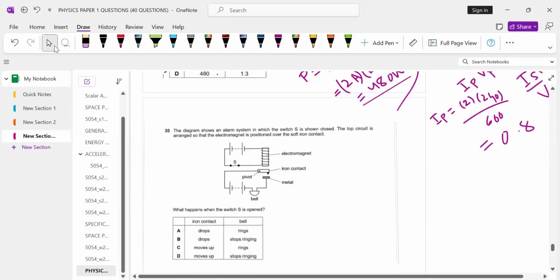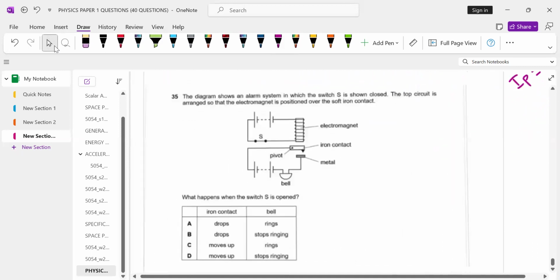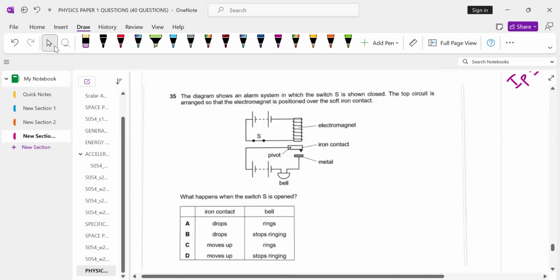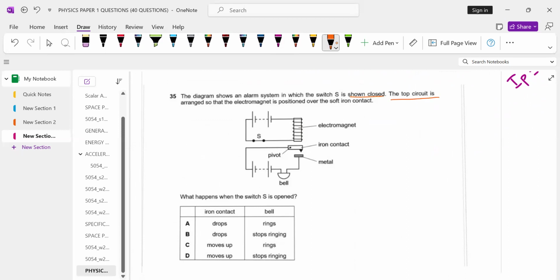And the last question for this video. The diagram shows an alarm system in which the switch S is shown closed. Switch S is closed, okay? Remember this. And the top of the circuit is arranged so that the electromagnet is positioned over the soft iron contact. The diagram is shown. What happens when the switch S is open?